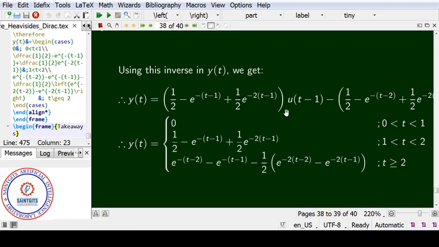We can simplify this by eliminating u of t minus 1 by splitting this interval 0 to infinity in this way, 0 to 1, 1 to 2 and greater than or equal to 2. That's all. In this way we can solve differential equation involving unit step function and also Dirac delta function.